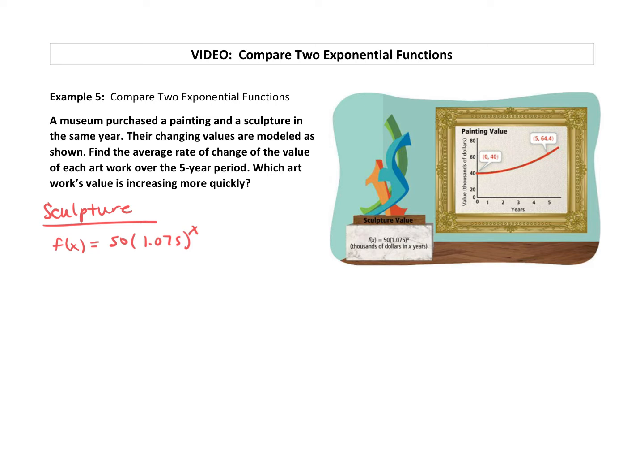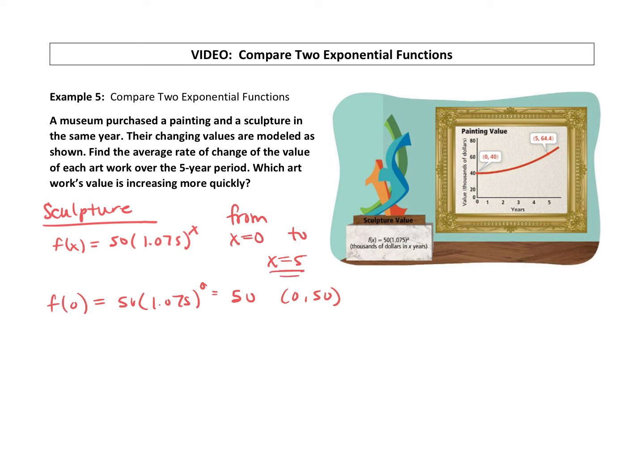So what we're asked to figure out is the average rate of change. So we're going to find the slope, which means we need two ordered pairs over the 5-year period. So we're going to go from year 0 to year 5, so from when x equals 0 to when x equals 5. Well, when x equals 0, we don't know the value of the function, so why don't we plug it in? F of 0 is 50 times 1.075 raised to the 0 power.